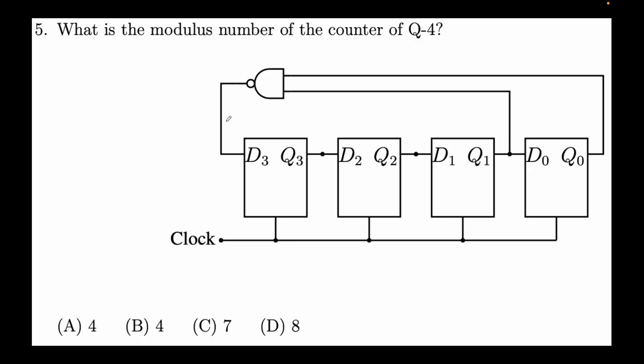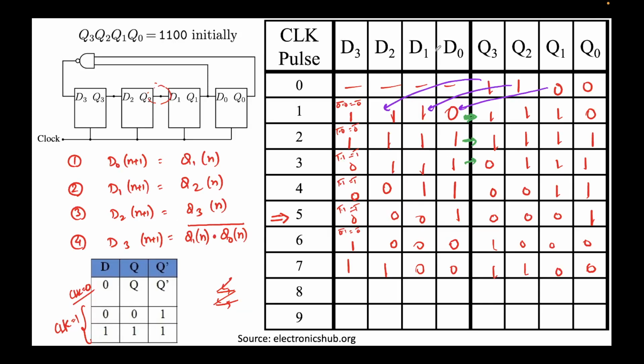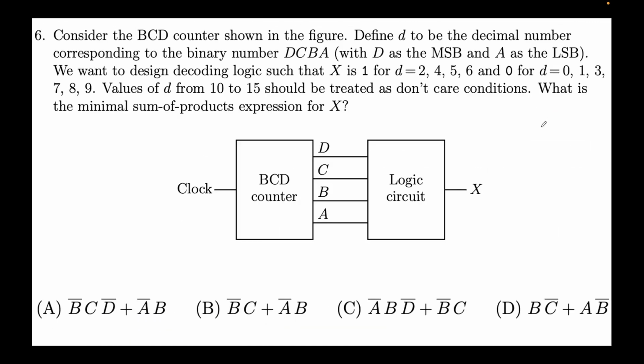Okay, let's move forward. There will be a few more problems related to this very similar principle. So now this question asks, what is the modulus number of the counter of Q4? This is the same problem as we had just done previously. So question 4 is what we have solved. We saw this, and this is the truth table that we had obtained, and I am just going to write the output values over here.